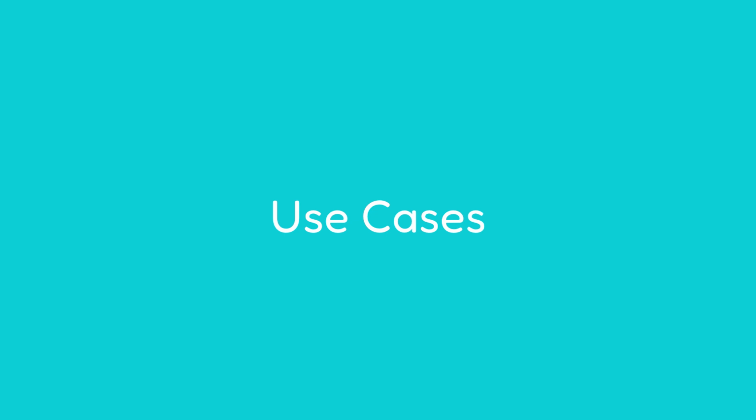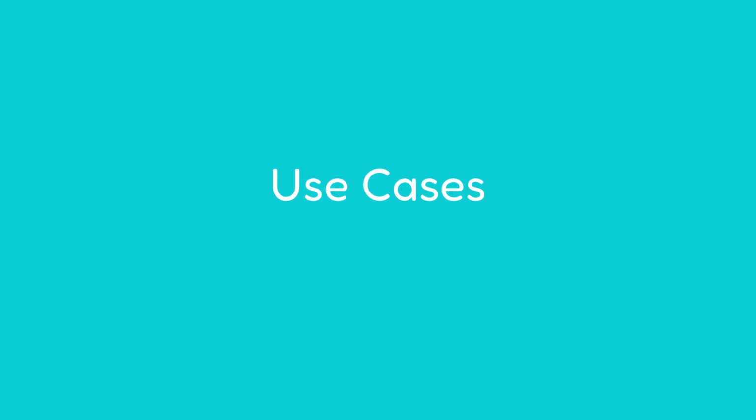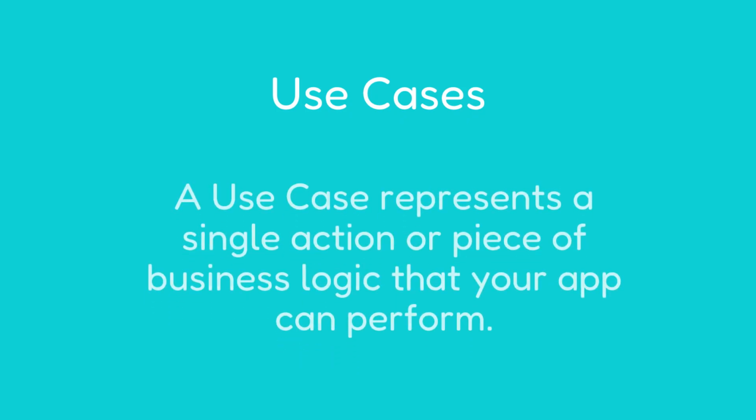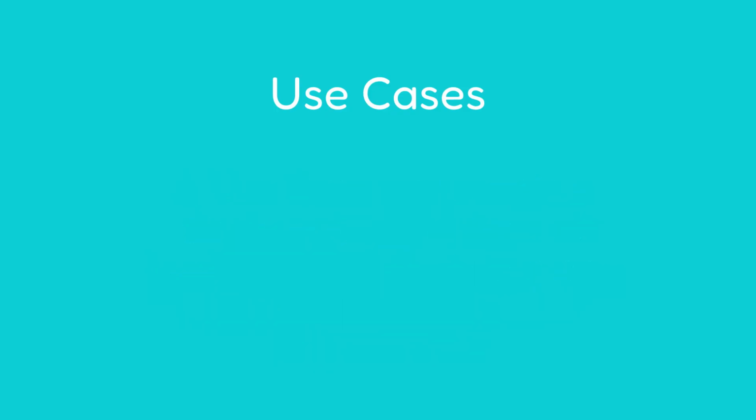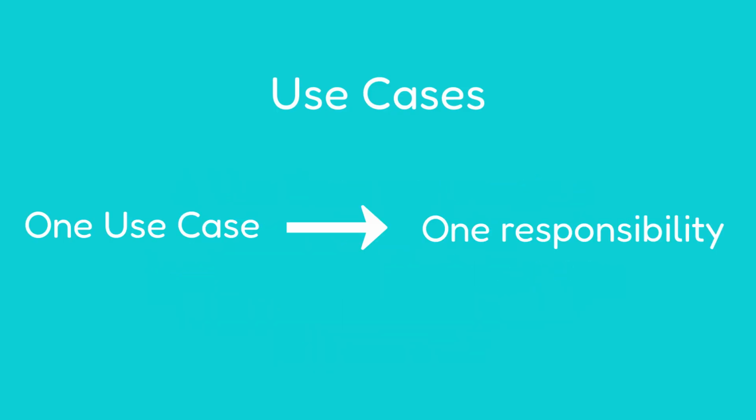So what exactly is a use case? Think of it this way. A use case represents a single action or piece of business logic that your app can perform. For example, in our news app, one use case might be get news by category. Another could be save an article to bookmarks. The idea is simple. Each use case does only one thing, and it does it well.